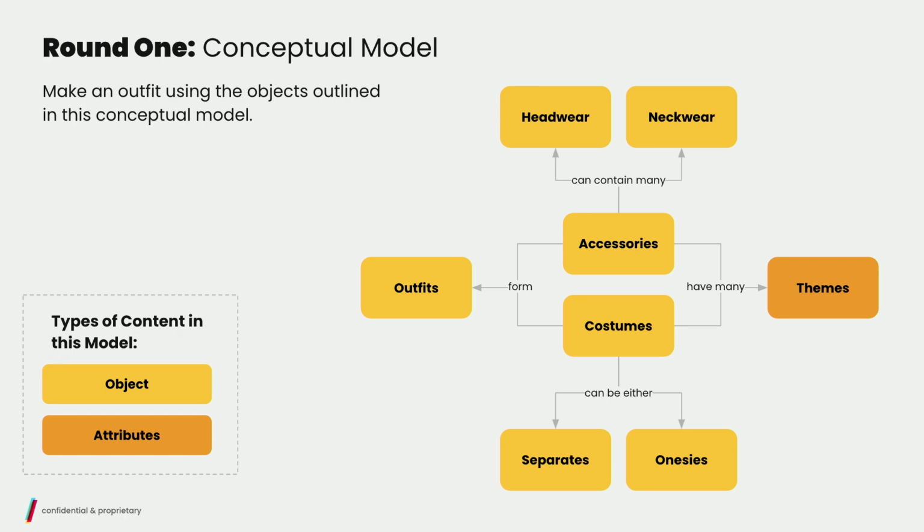So I've got the content model up on the board. We are starting with the conceptual model. So this is going to be a little bit more basic. It's going to outline all of the pieces of content that are in our costume piles. So I would like the contestants to look at this content model and to make an outfit out of the things that are available in this content model. You will see that a conceptual model is vague. So have fun. Your time starts now.